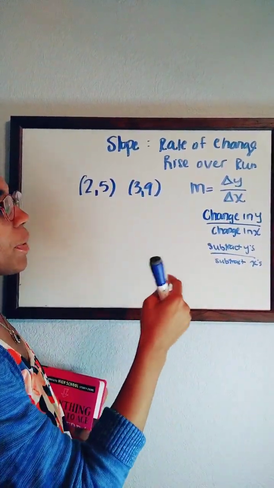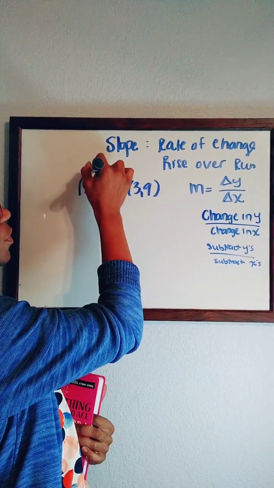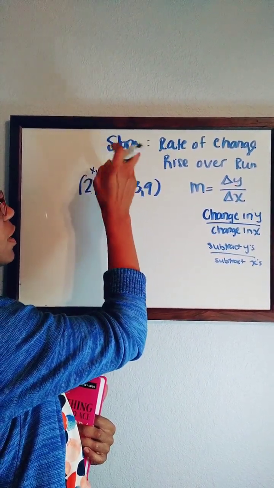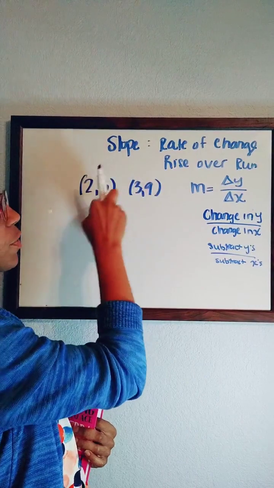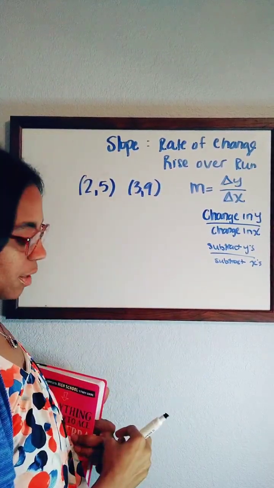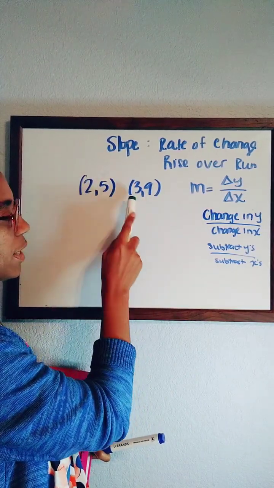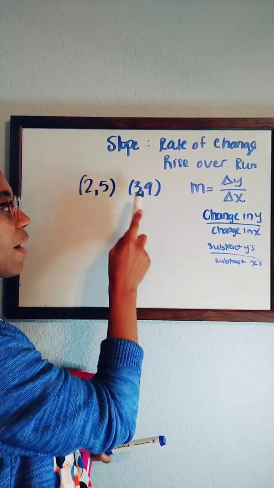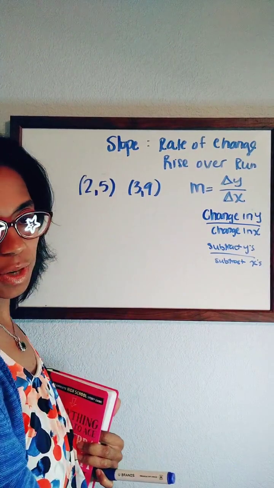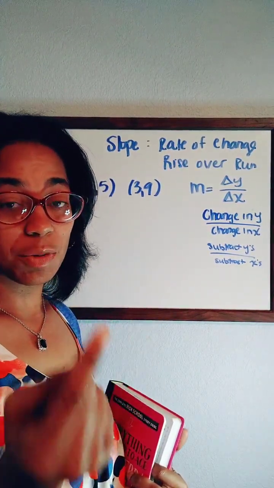And like I said, people always wonder which is x1, y1, and you have to go the same direction every time. I started telling my students, as long as you move the same direction, you can do 5 minus 9 and 2 minus 3. Or you can do 9 minus 5 and 3 minus 2. It doesn't matter what direction you go, as long as you go the same direction both times.